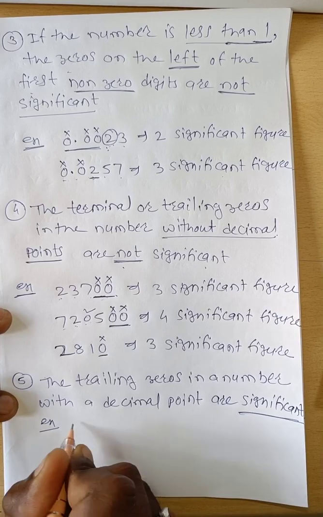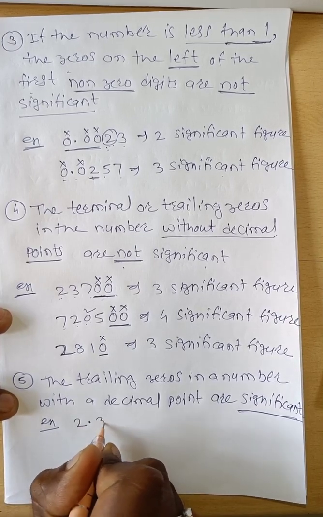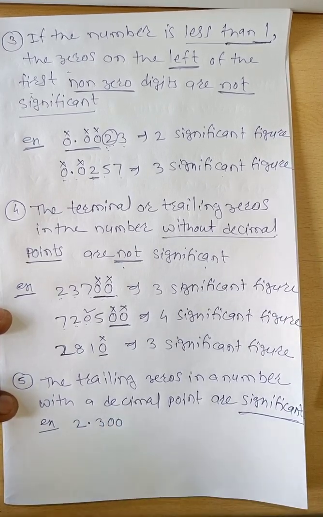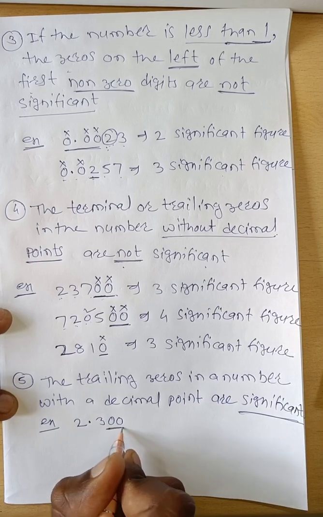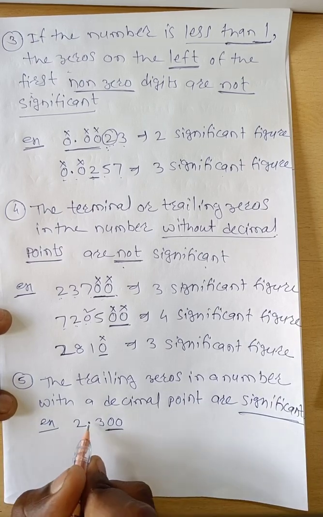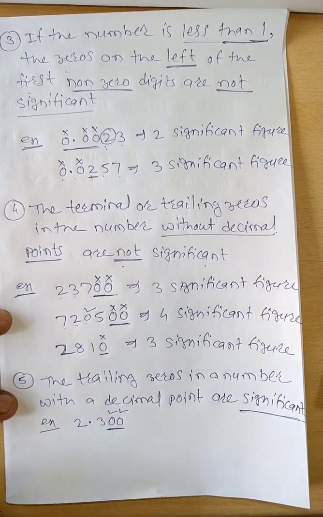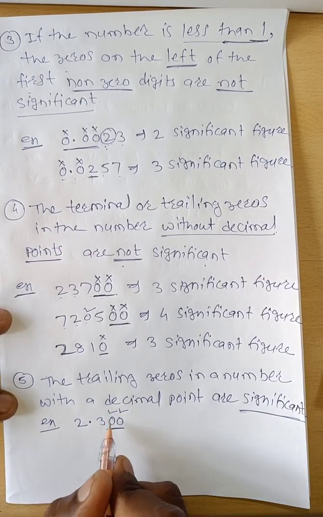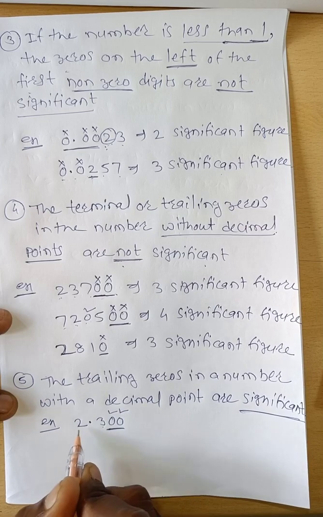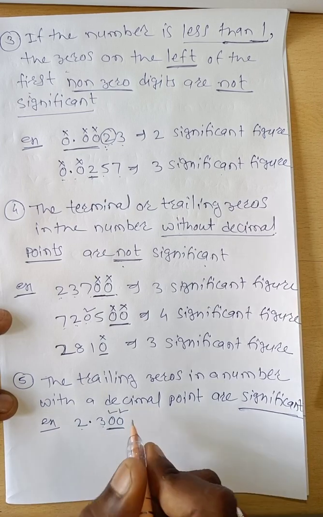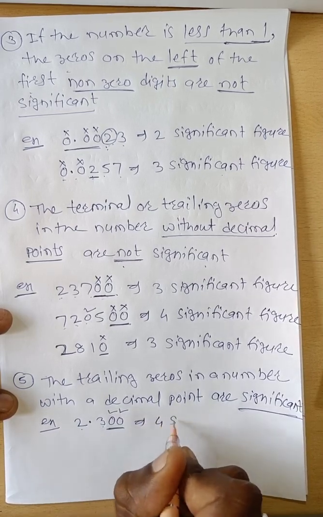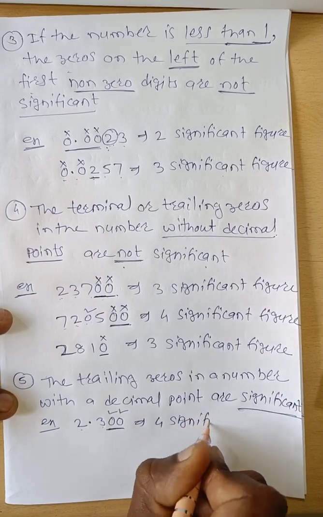Now example, that is 2.300. In that case these are two trailing zeros, but here the decimal point is present. Therefore the two trailing zeros are also significant. These two zeros are significant, and these 3 and 2 are also significant. This number has 4 significant figures.